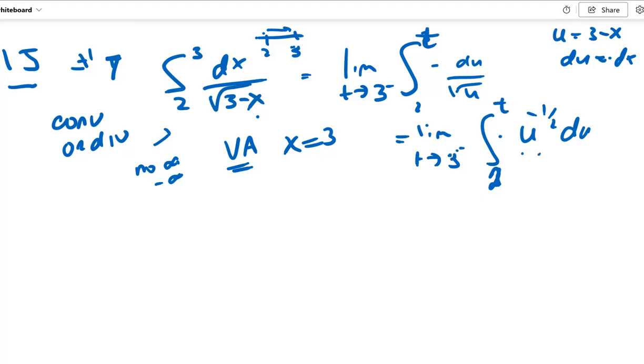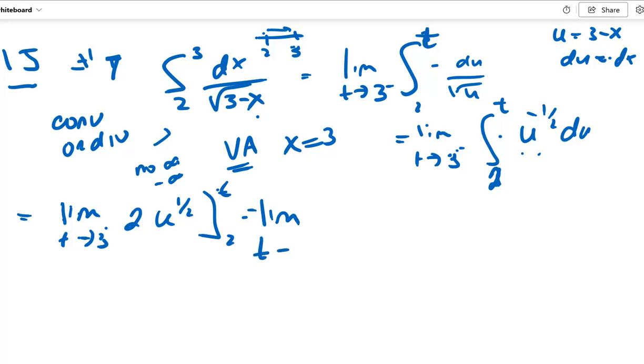Now I'm going to take the antiderivative, so I'm going to come way over here. So see how many times I have to write the limit? It's really important. So then if I take the antiderivative, I get 2u to the 1/2. And before I plug these limits in, you must put the x's back in. So t's are going to 3, so I have 2. Put the x's back in, 3 minus x to the 1/2 from 2 to t.